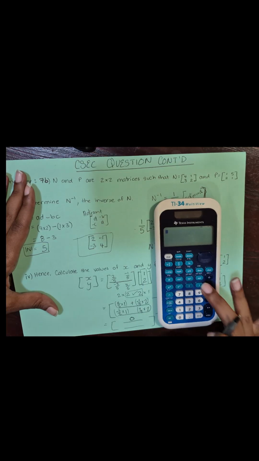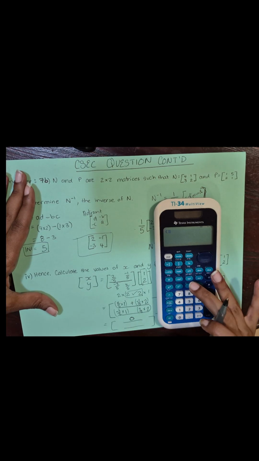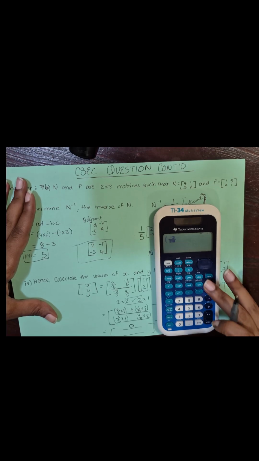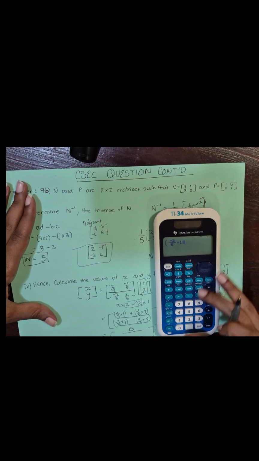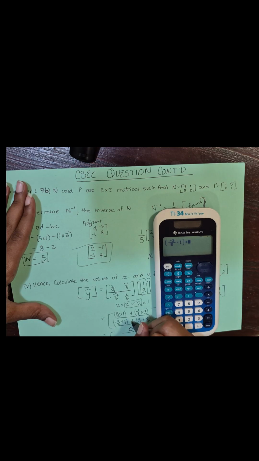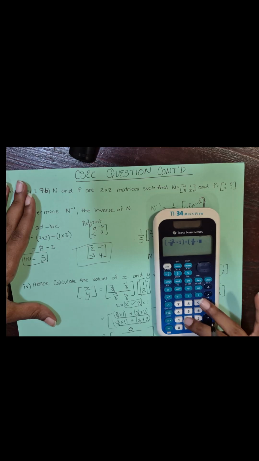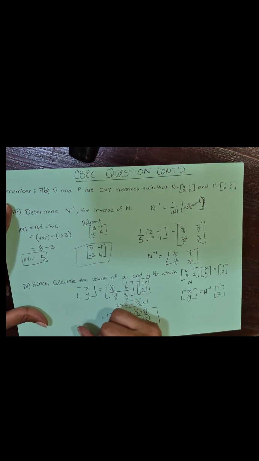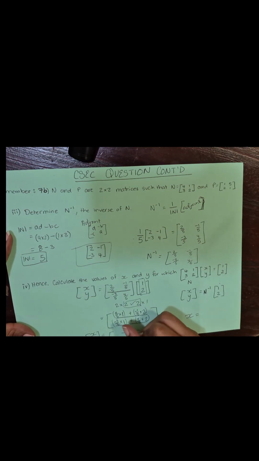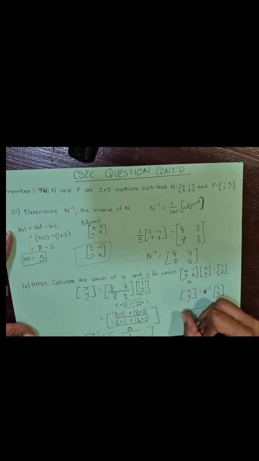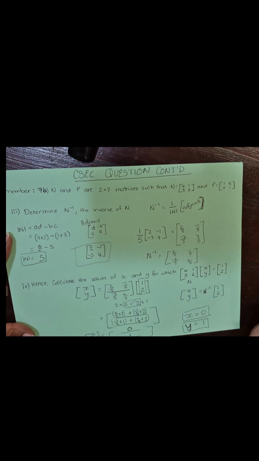And our second row, we have negative 3 over 5 times 1. Oh, we forgot the plus. 4 over 5 times 2. So that's 1. So basically, when we multiply these two, we get this. So that means x, y is equal to this. So x is the top, x equals 0, and y equals 1. Yes?